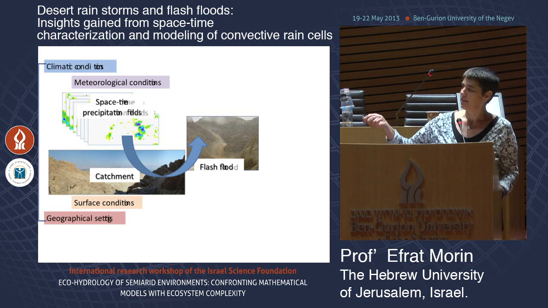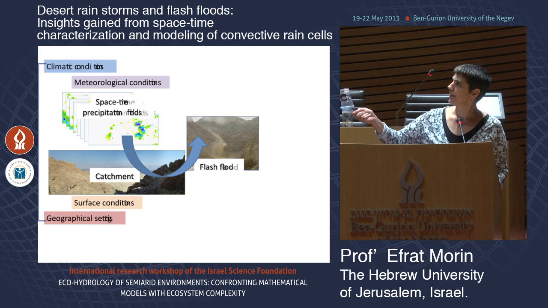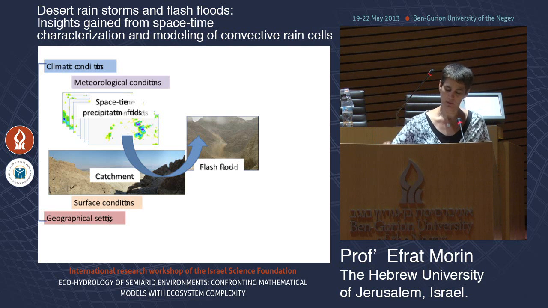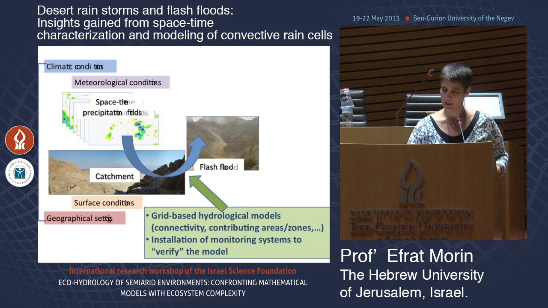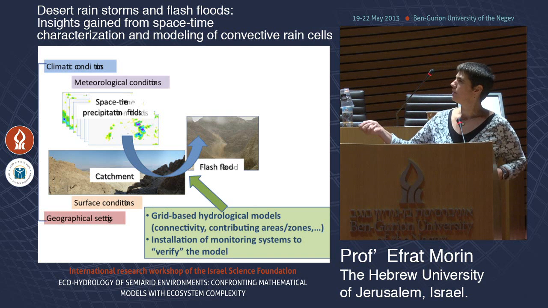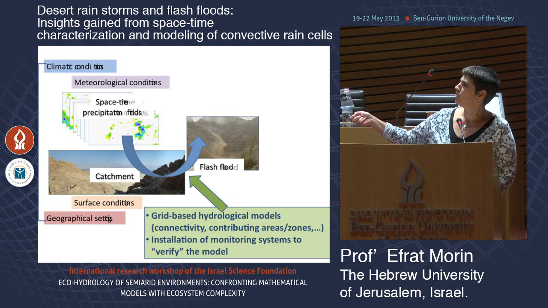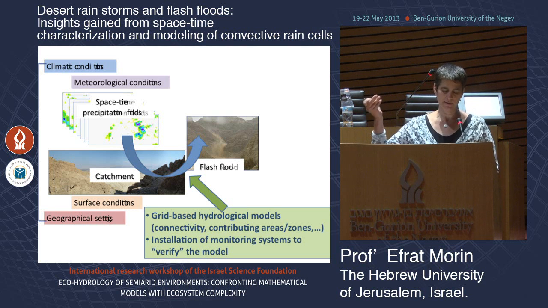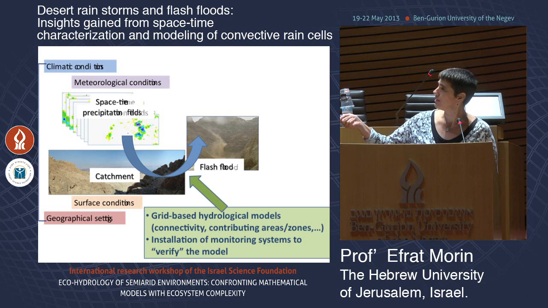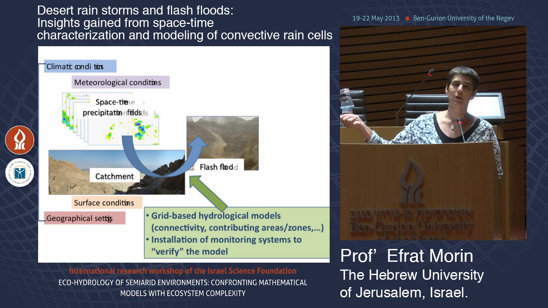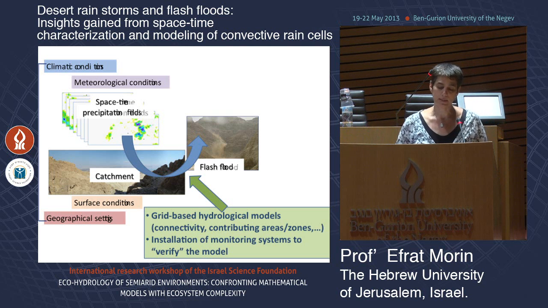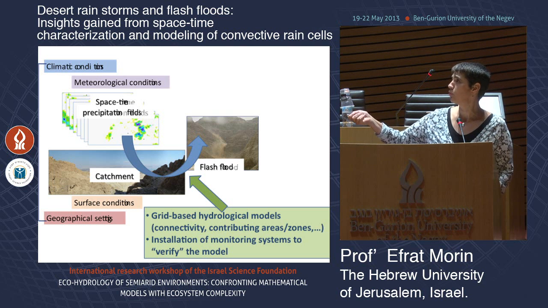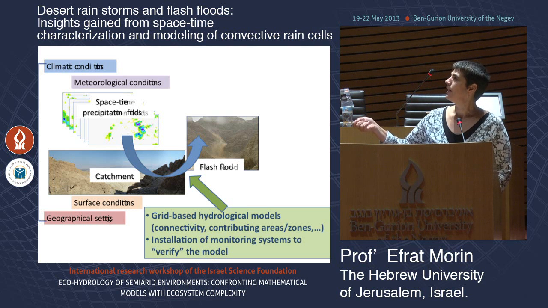So this is, again, the more general framework we want to study now and continue, and we already started to work in this direction. To better understand the processes using this approach, we need to better understand what happens in the catchment. We want to build a grid-based hydrological model to be able, during these extreme flash floods, to understand if there is connectivity of flows, and to learn about contributing areas and zones. And for this, we need a grid-based hydrological model. We plan to install a monitoring system in some catchment to verify our model.